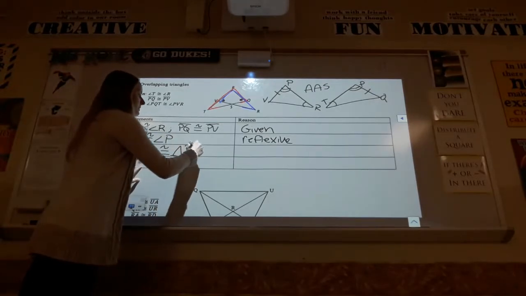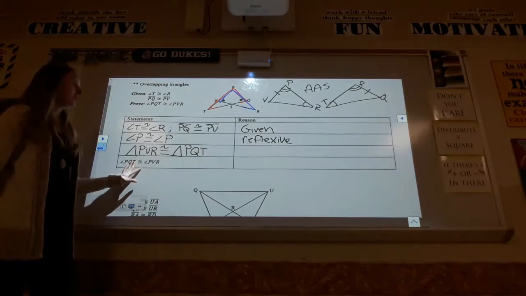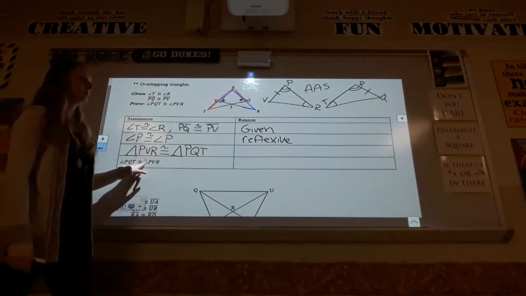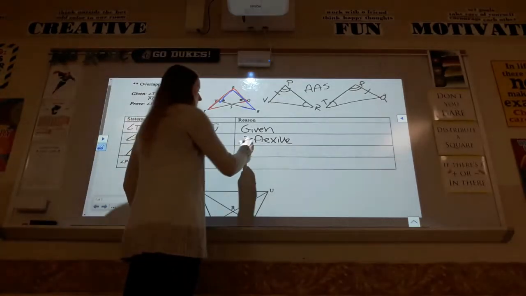PQT. And again, you have to use the visual there to figure it out. So V and Q are corresponding, and R and T are corresponding. And what rule did I use?